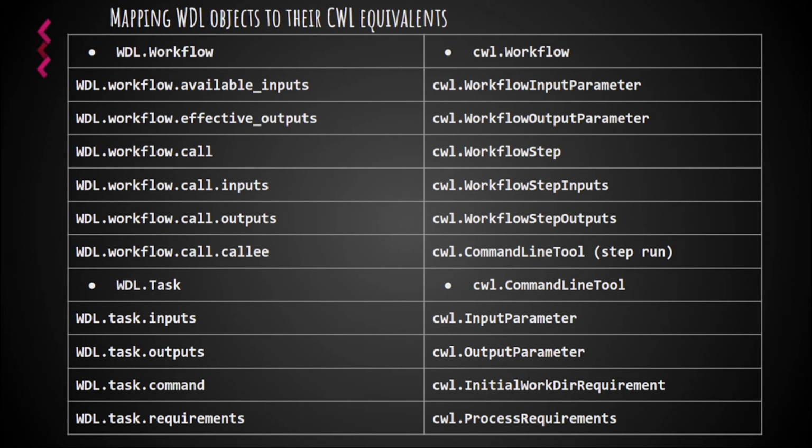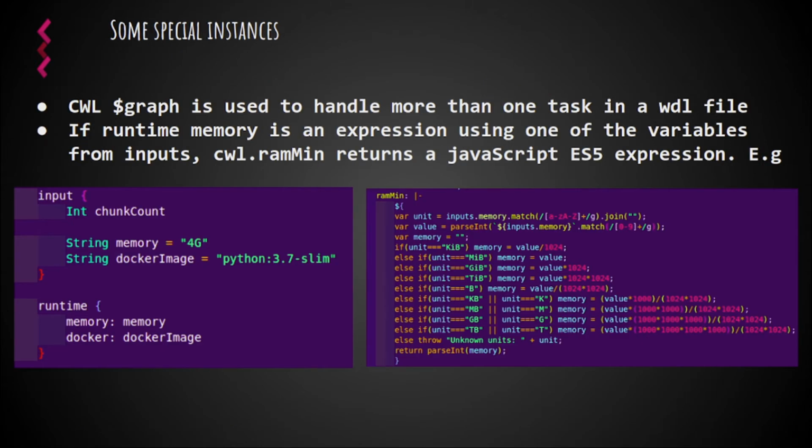These are some of the WDL objects and their CWL equivalents. This tool does a good job of handling the inputs and output dependencies of the various sections and parts of the WDL workflow. We can't talk about all the various ways these objects are mapped, but let's just look into a few instances. CWL graph is used to handle more than one task in a WDL file.